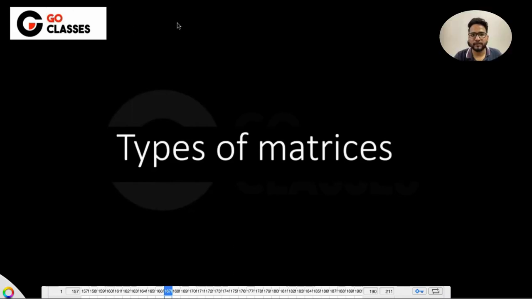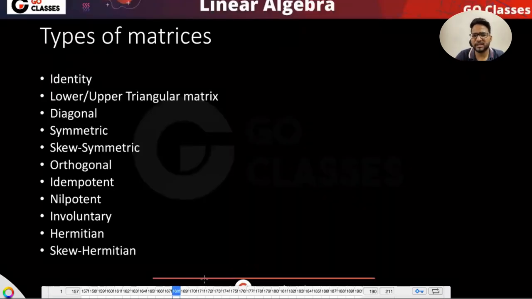Hi everyone. So let's start with types of matrices. This is just another topic that we have. There could be many types of matrices that are defined, but these are a few popular ones. Among those also, I have put them in the order of popularity, which means identity matrices, lower triangle, upper triangle, diagonal, symmetric, skew symmetric, orthogonal.